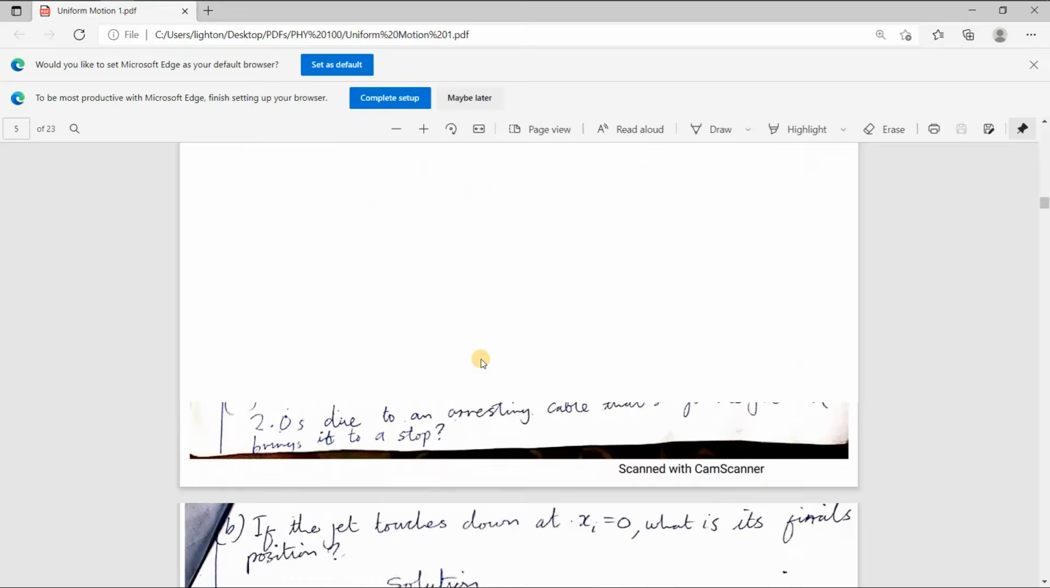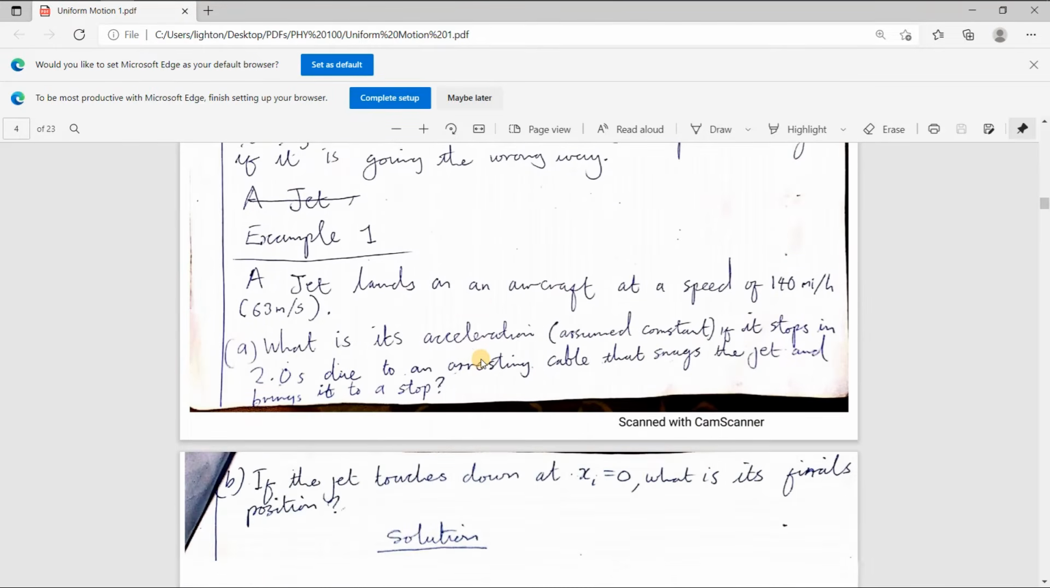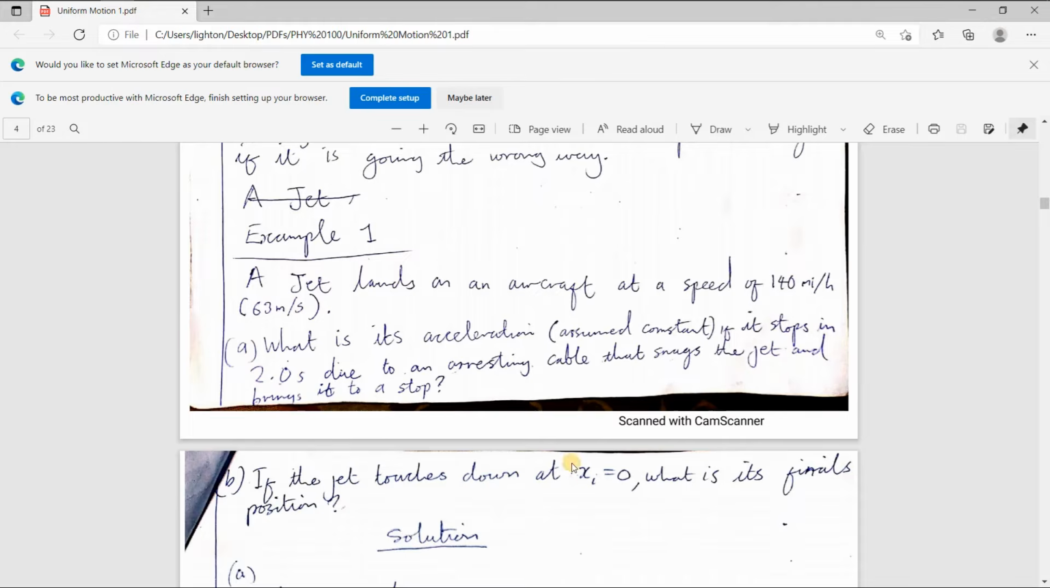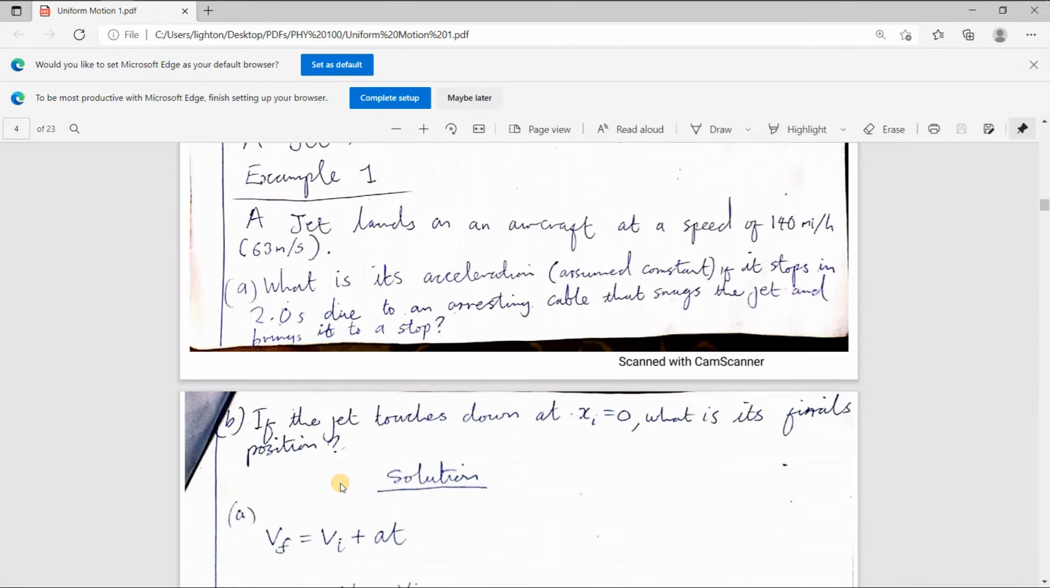Okay, let's look at part B. Part B is saying if the jet touches down at x subscript i equals 0, what is its final position? Just being given this information, touches down at x subscript i equals 0, means that it touches down at the origin. So we can choose the origin, touches down at the origin.